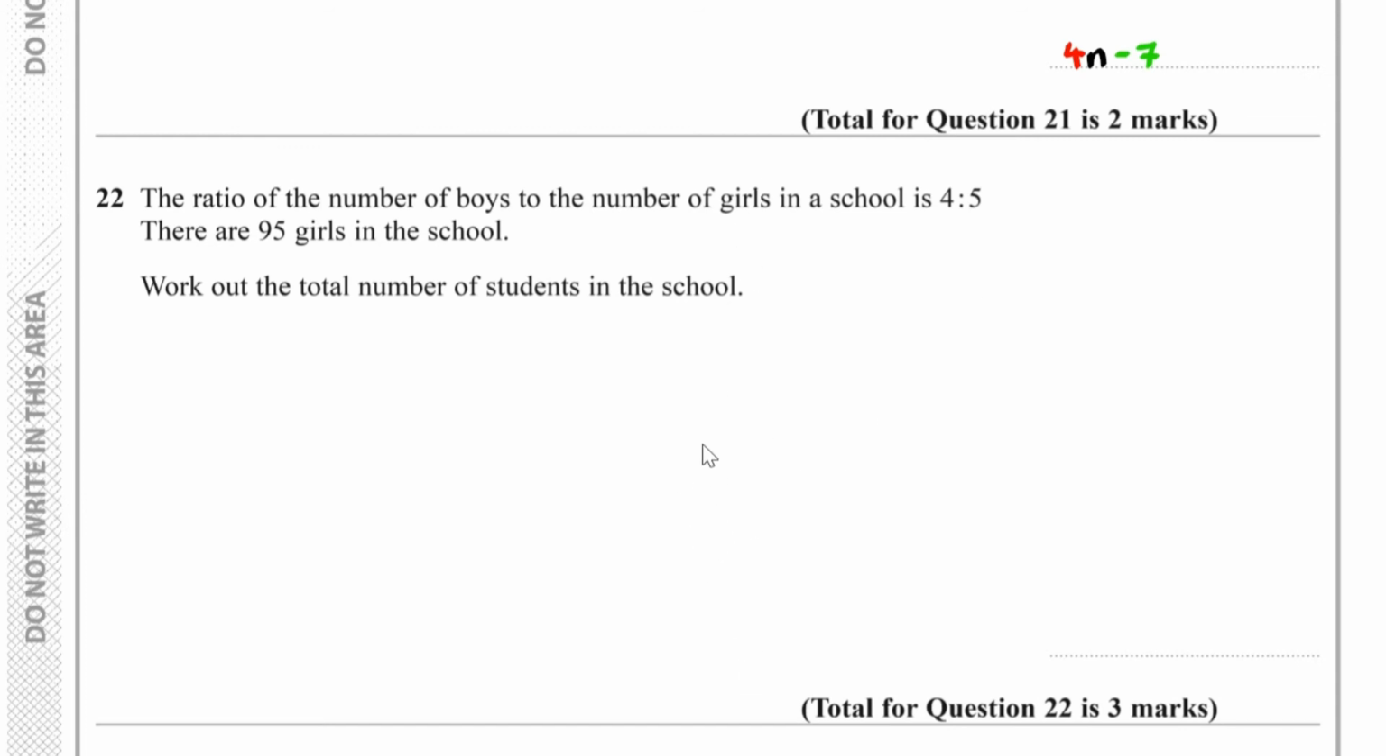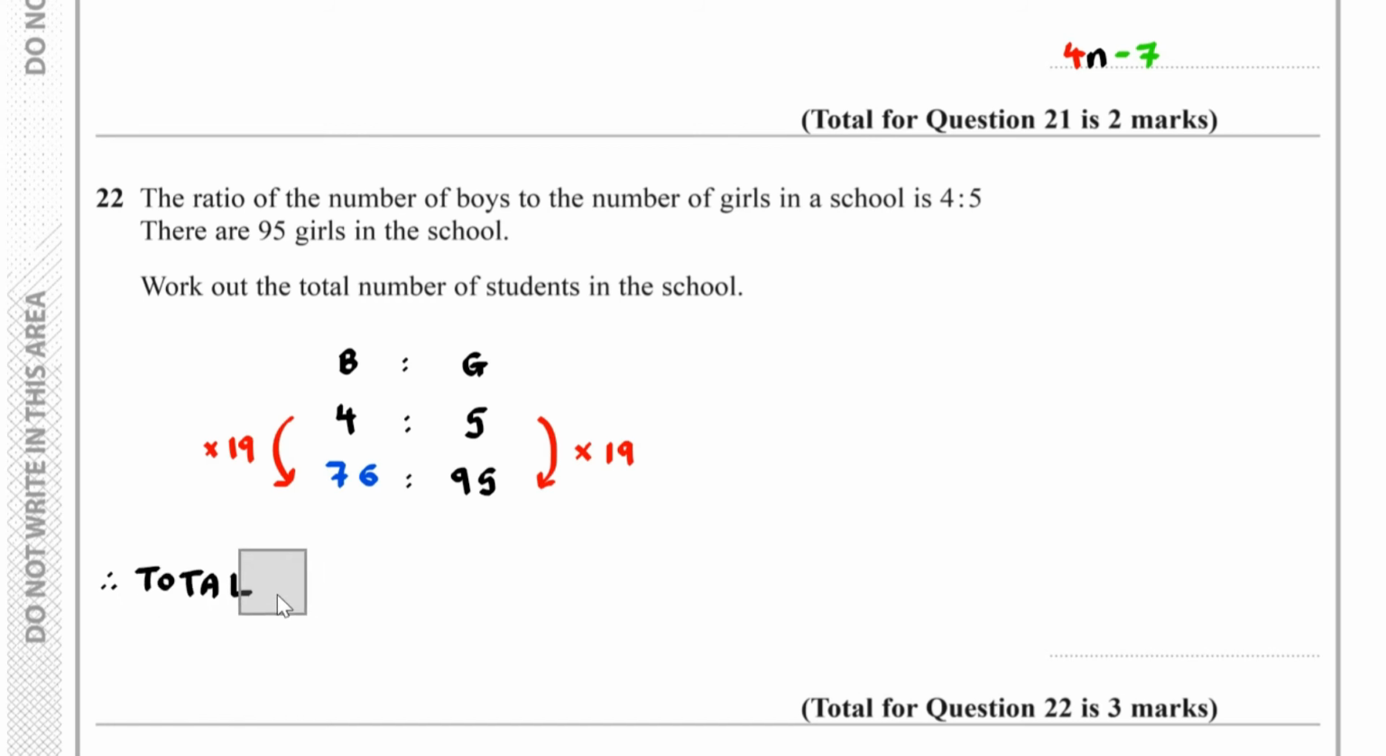Question number 22. The ratio of the number of boys to the number of girls in the school is 4 to 5. There's 95 girls in the school. We have to work out the total number of students in the school. So we've got the ratio of boys to girls being 4 to 5. What we are told are there are 95 girls, so I would have to multiply 5 by 19 to get 95, which means I also have to multiply the 4 by 19 to get 76. So there's 76 boys.